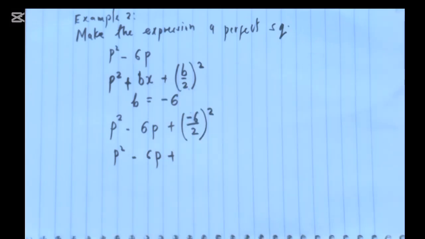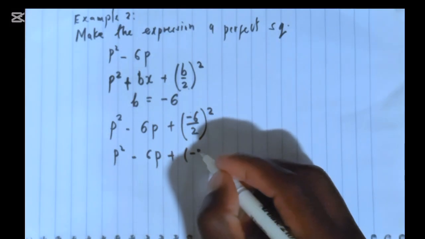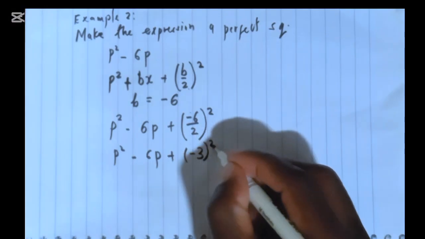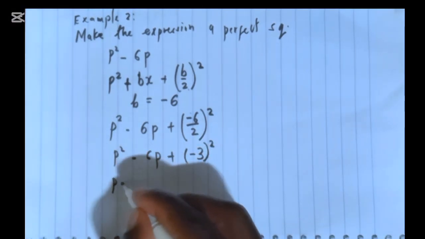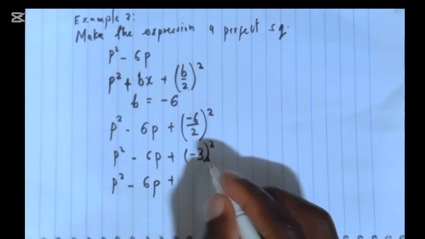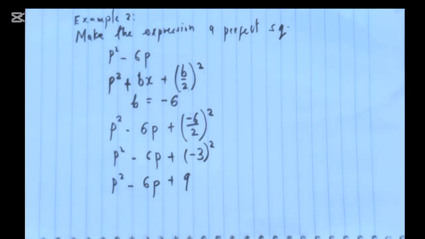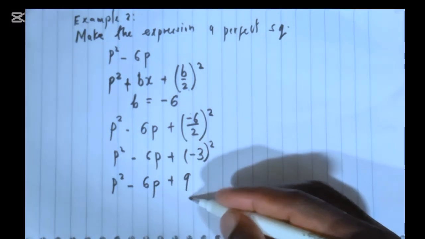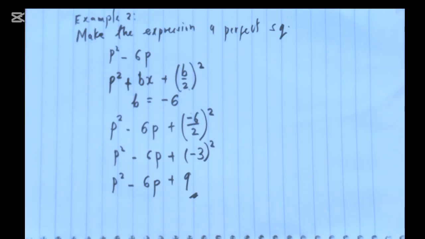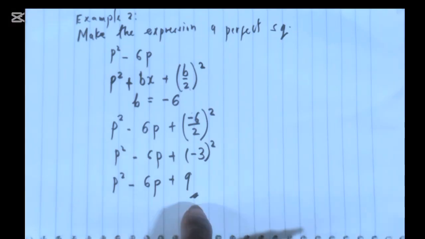So basically we're going to have p squared minus 6p, plus, now what happens when we simplify that out? Negative 6 divided by 2 gives us negative 3 squared. So our final answer will be p squared minus 6p plus what? Negative 3 squared happens to be 9, plus 9. And so this will be our perfect square. We'll have completed this expression p squared minus 6p as a perfect square.